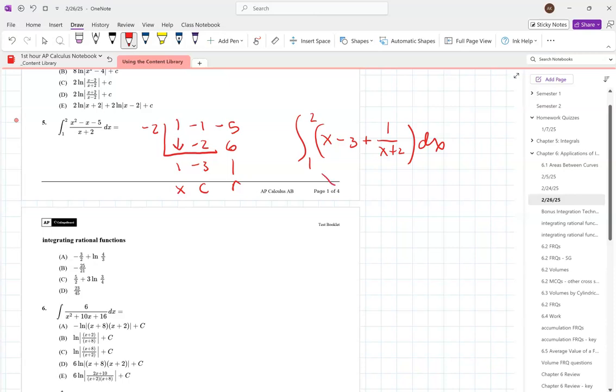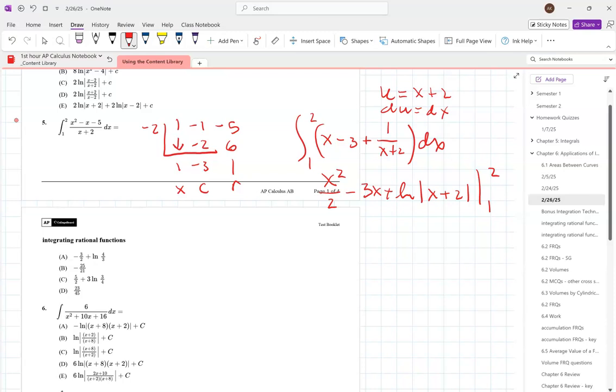The integral of x is going to be x squared over 2. The integral of negative 3 is negative 3x. And then to integrate 1 over x plus 2, that should be a u sub. So u will be x plus 2, and du will just be dx. So that's going to be the integral of 1 over u, which is going to be the natural log. So far, so good. And now it's just time to do our substitution.